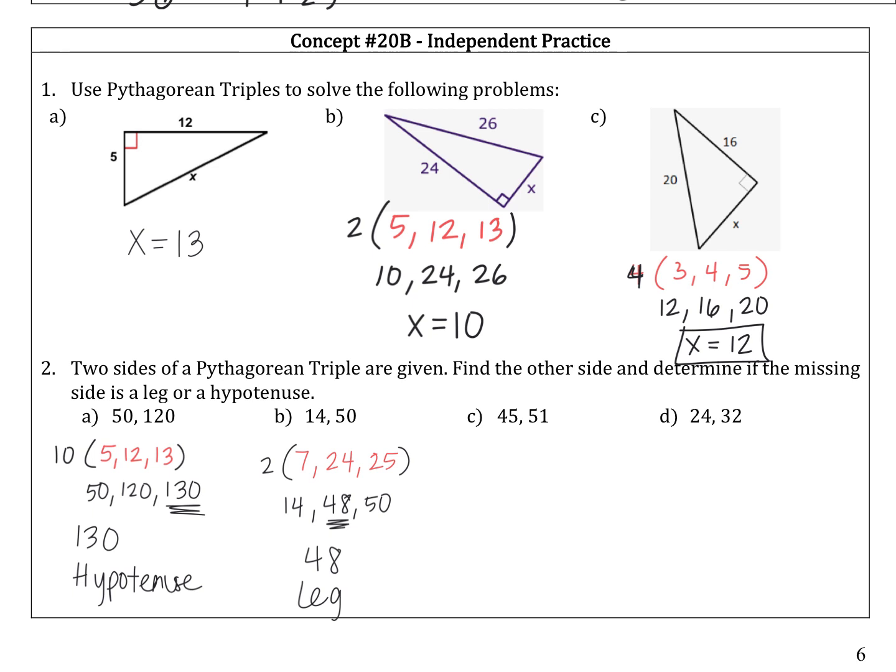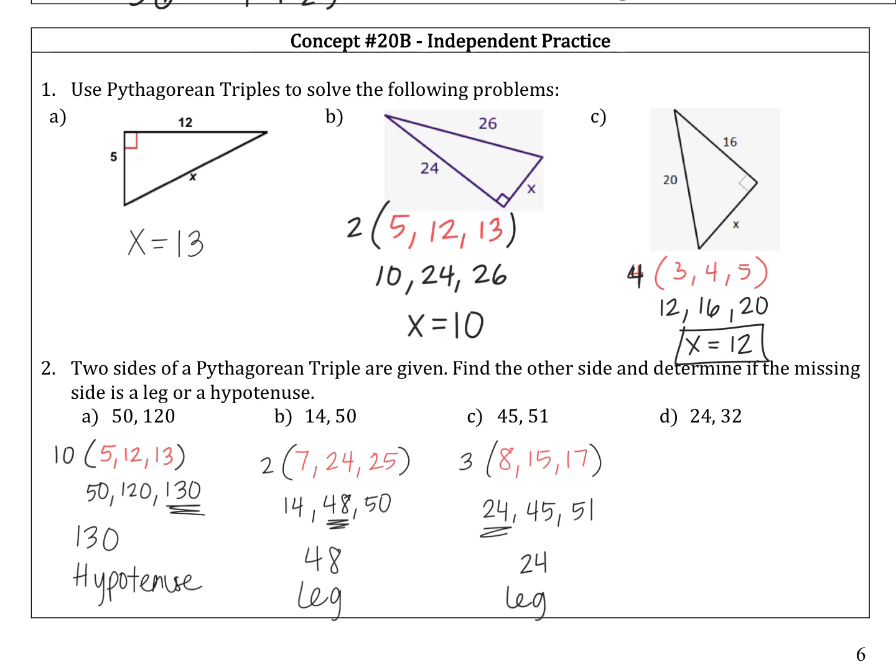Can you please try and see if you can figure out the last two? 8, 15, 17. I decided to name it. Scaling. Okay, what did it get multiplied by? 3. Which would get me 24, 45, and 51. You are missing 24. So 24 is a leg.